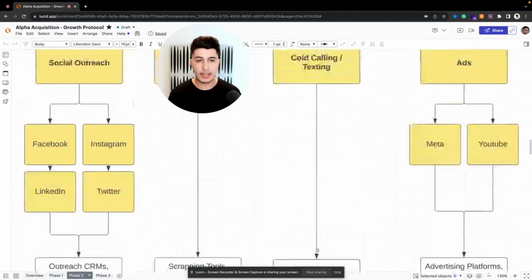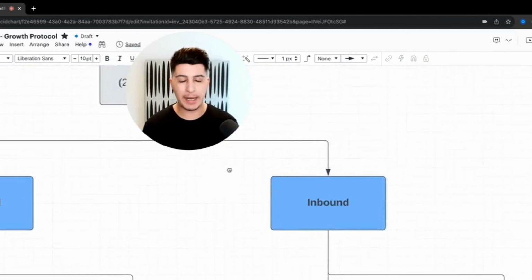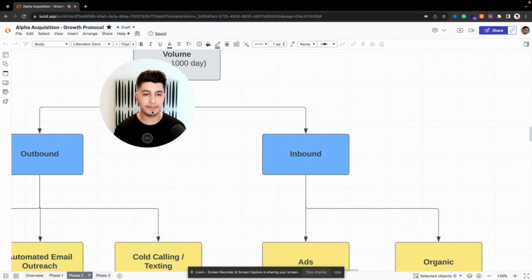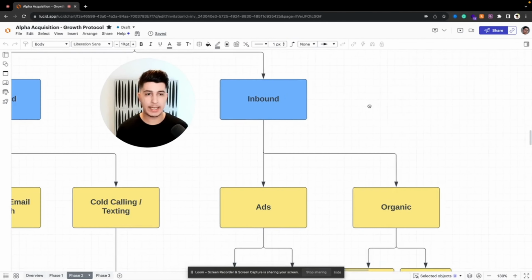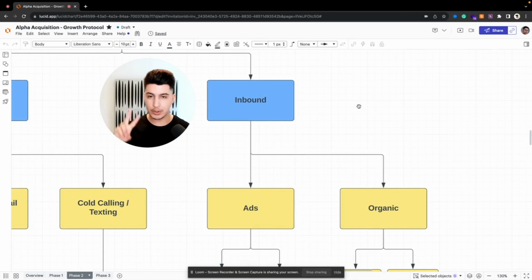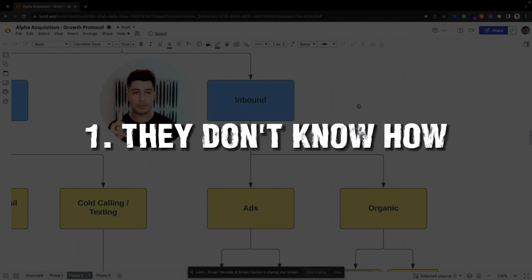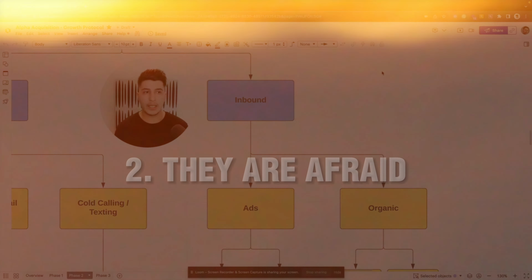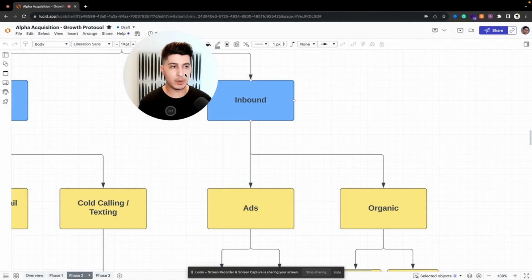Now, let's look at the inbound section, and this is where I find it quite interesting. I see that people usually don't leverage inbound for 2 reasons. 1, they don't know how. 2, they are afraid. And fear is something that we can deal with, and not knowing how, that's even easier. But the fear usually comes from a place of lack of experience.